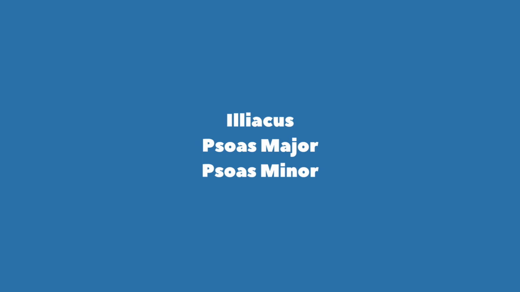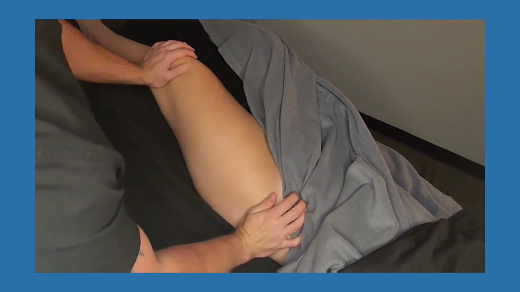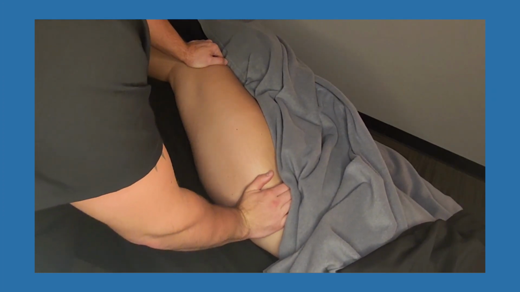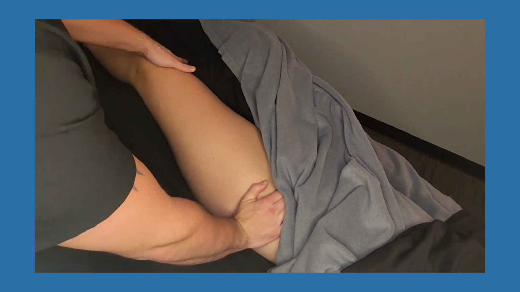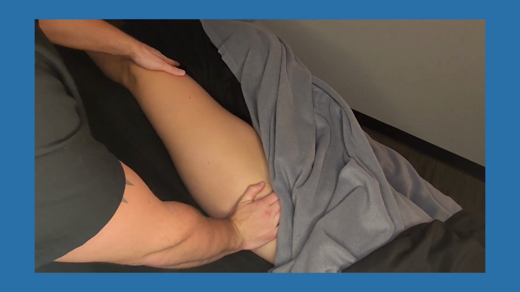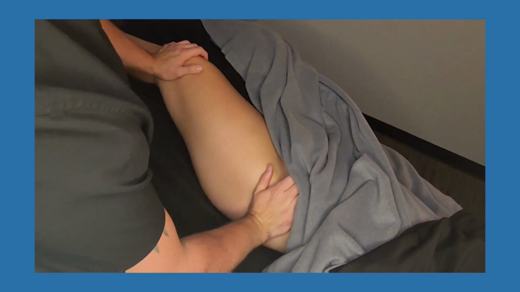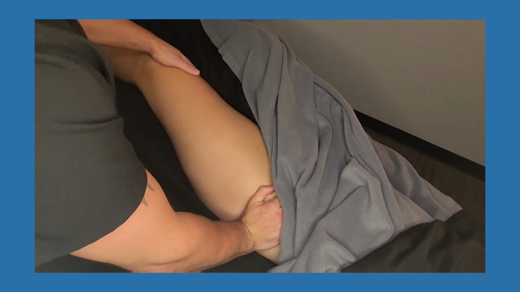I chose to bundle these three together. They're commonly known as the iliopsoas. So we've got the iliacus, which originates at the iliac fossa and inserts at the lesser trochanter of the femur. We've got psoas major, which will originate at the transverse process of the lumbar vertebrae.